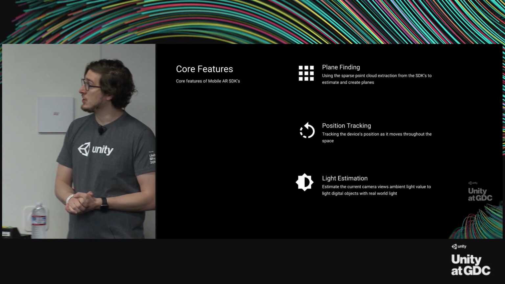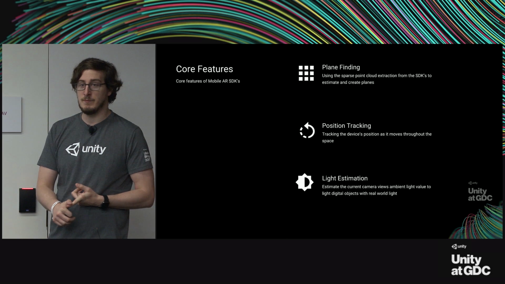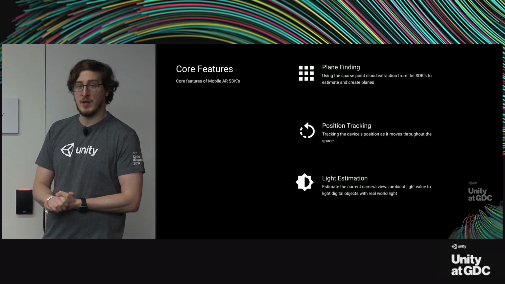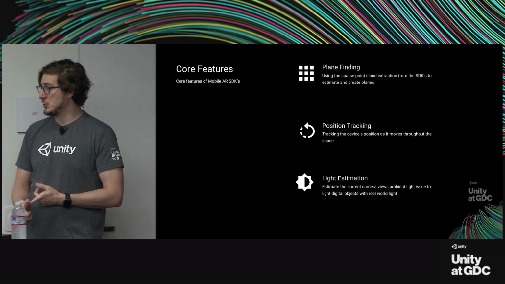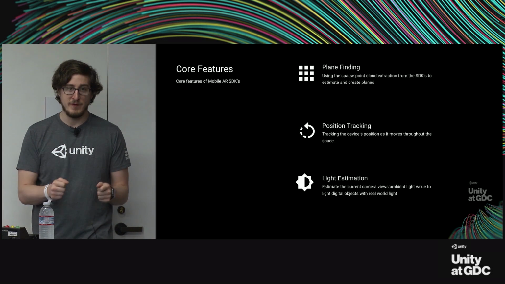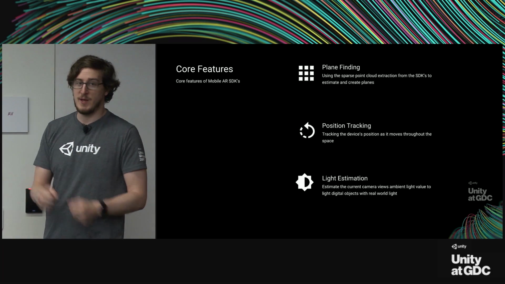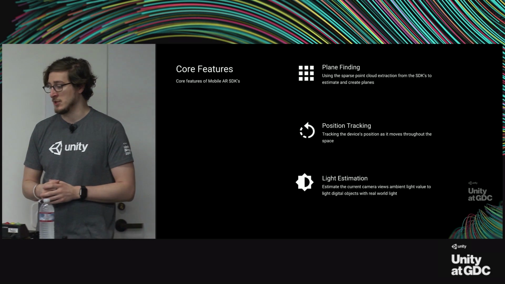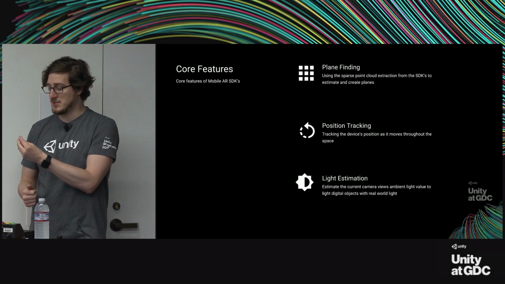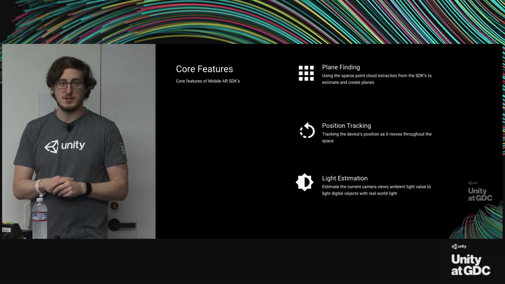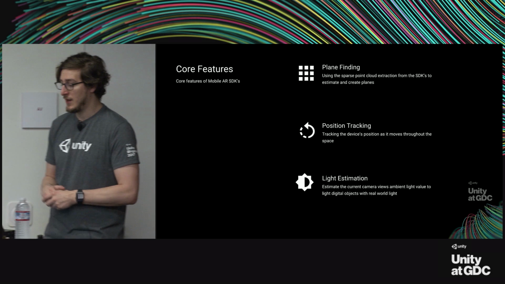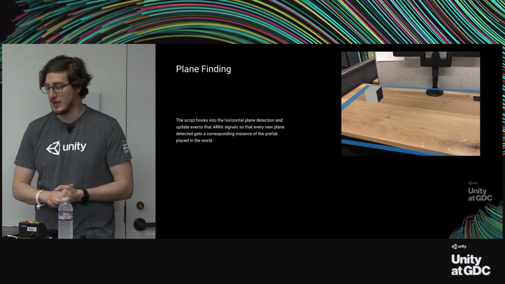So the core features at a high level are plane finding. Right now the base is horizontal only. In the beta there is vertical. Positional tracking: this is basically when you've found a plane, you can move around in space and the device knows the rotation and position that you're in. And light estimation: this is being able to understand what you're looking at in the frame and either shade or light your models based on that. And there's some additional information from there. So I'm just going to go over this.